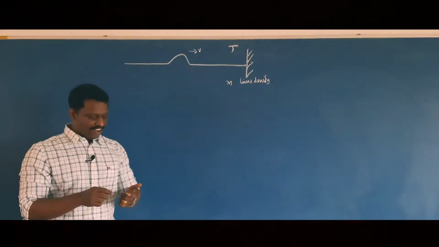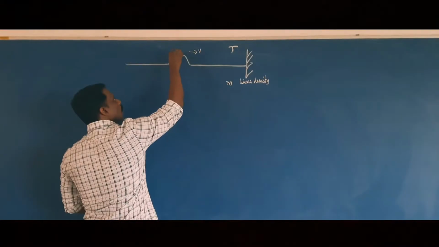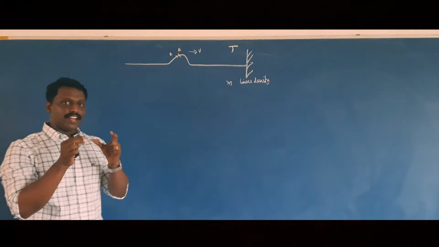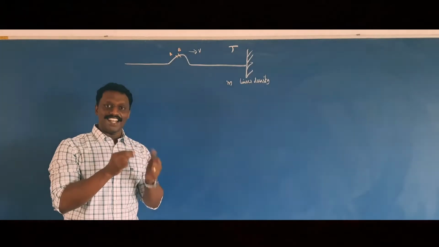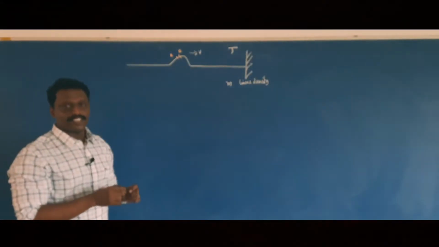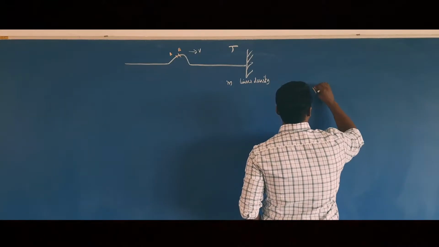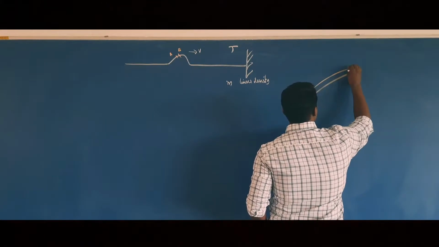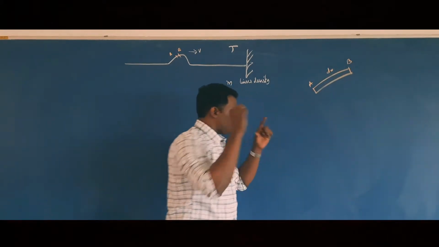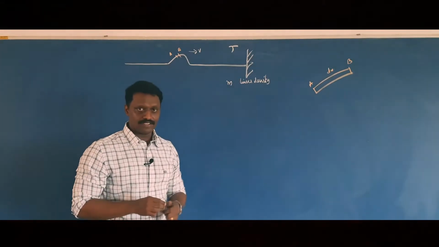To find the velocity of the wave propagating through the string, let us consider a very small section AB of the string with an infinitesimally small length dx. So let dx be the length of the infinitesimally small section AB of the string. We will magnify this section and draw it like this. So this is the infinitesimally small section of length dx of the string.